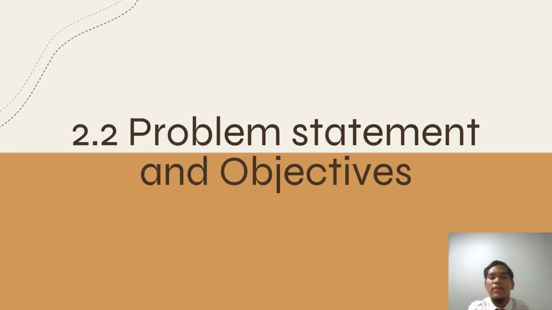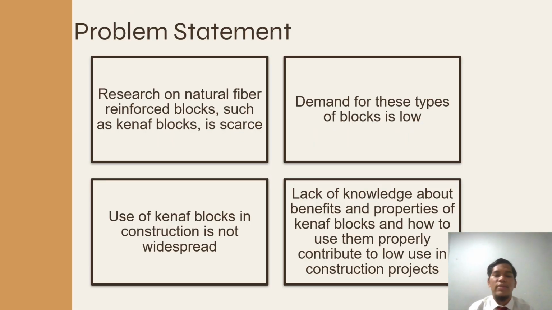So next, let us move on to the problem statement and objective. So these are some of the problem statements. Firstly, research on natural fiber reinforced blocks such as KENAF blocks is scarce. Secondly, demand for this type of block is low. Other than that, the use of KENAF blocks in construction is not widespread. Other than that, lack of knowledge about the benefits and properties of KENAF blocks and how to use them properly contributes to the low use in various construction projects.